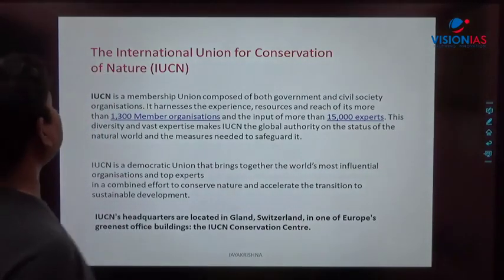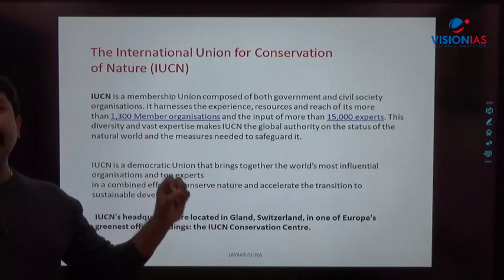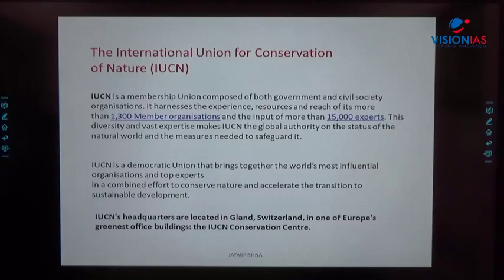Now, let us start with the structure of IUCN. Come on, write down something regarding IUCN. Give the heading as IUCN, the International Union for Conservation of Nature. Come on, write down the notes. International Union for Conservation of Nature. Established in the year 1948.